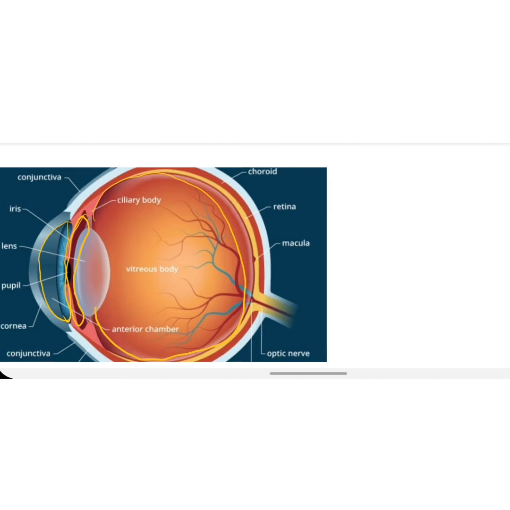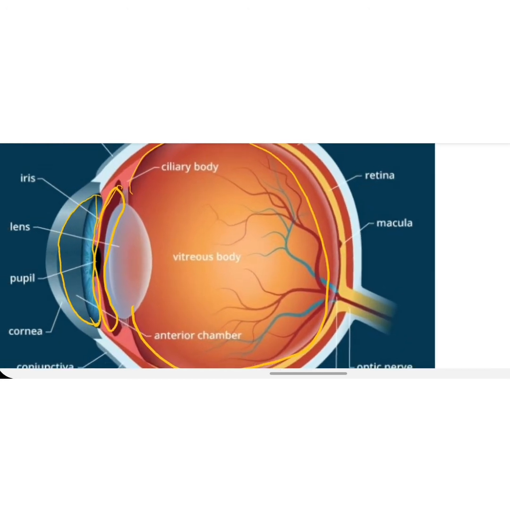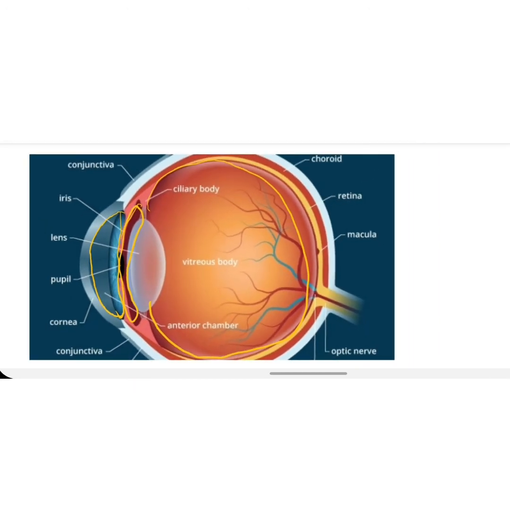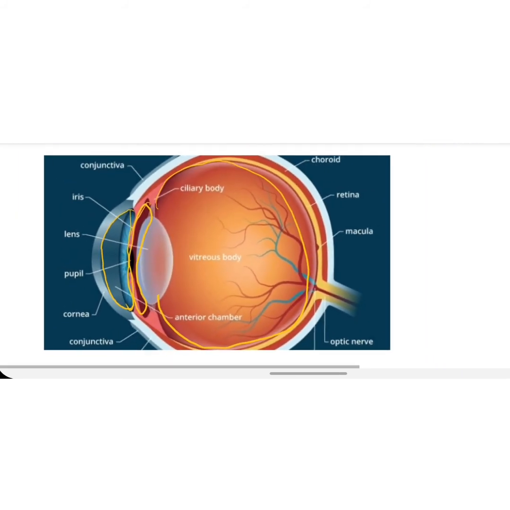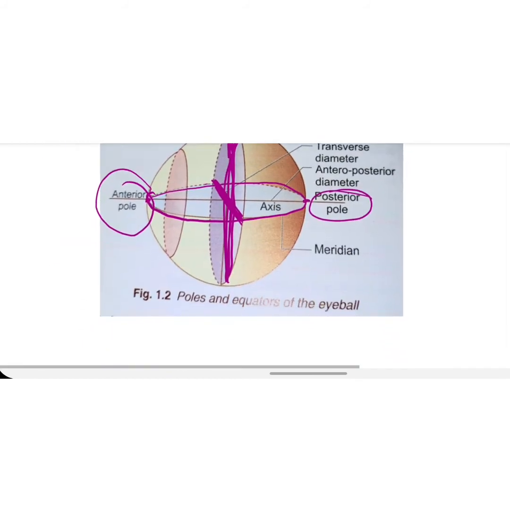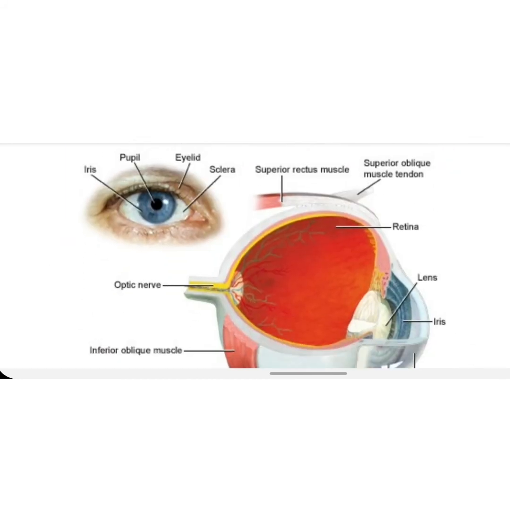Now, what are the different structures that are located in the anterior segment, and what are the different structures that are located in the posterior segment? In the anterior segment, from anterior to posterior, the outermost part is our cornea. The cornea is the transparent membrane that covers our iris part, and the white part that we see here is our sclera.